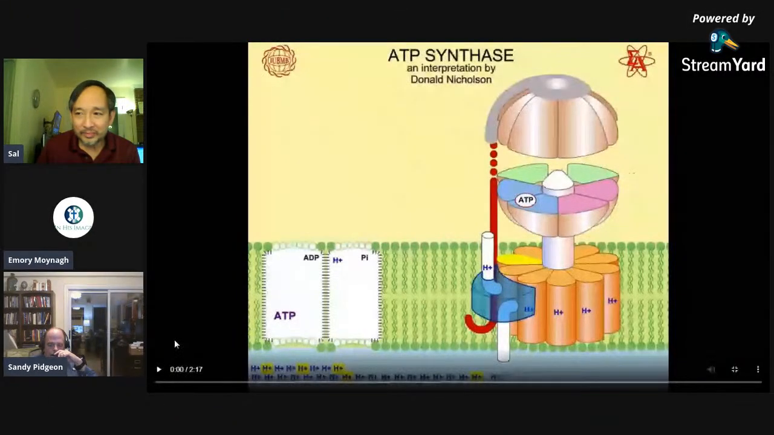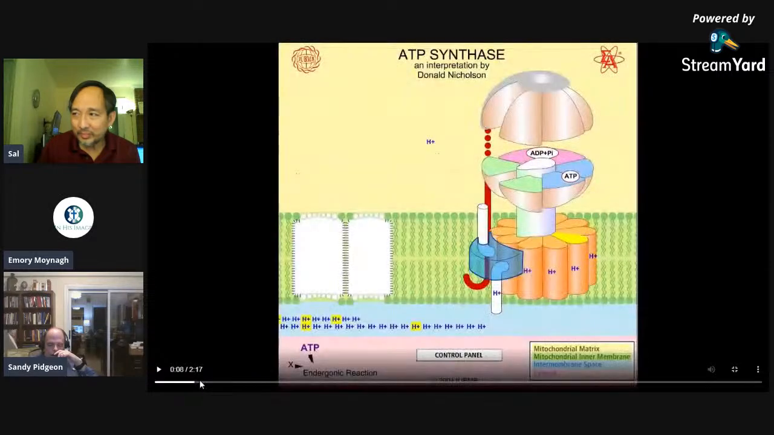And this is another enzyme. I mean, not all enzymes are this spectacular, but I want to show some that are real, that are fun. So this is an ATP synthase.